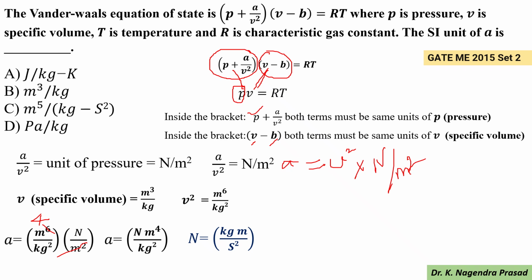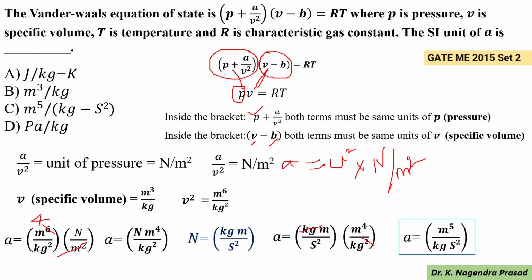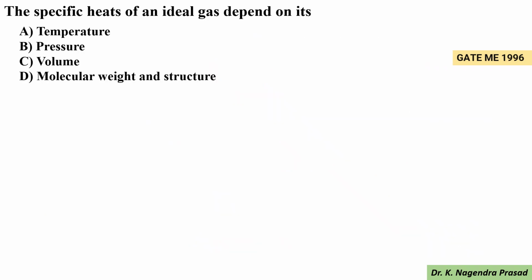We know that the unit of Newton equals kg meter per second square. Then you have to substitute this in the units of a. So a equals kg meter per second square into meter to the power 4 divided by kg square. Here one kg will cancel. Then we will get the units of a as meter to the power 5 divided by kg second square. Then option C is the correct answer. Let's see the next question.